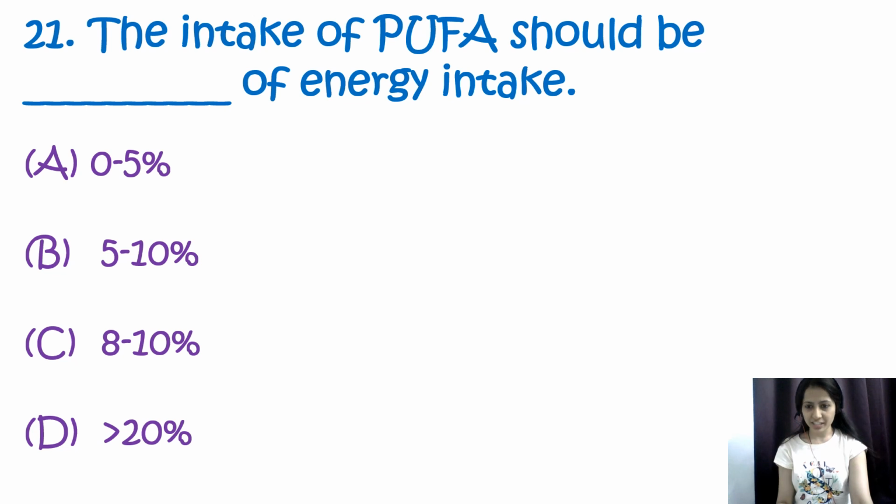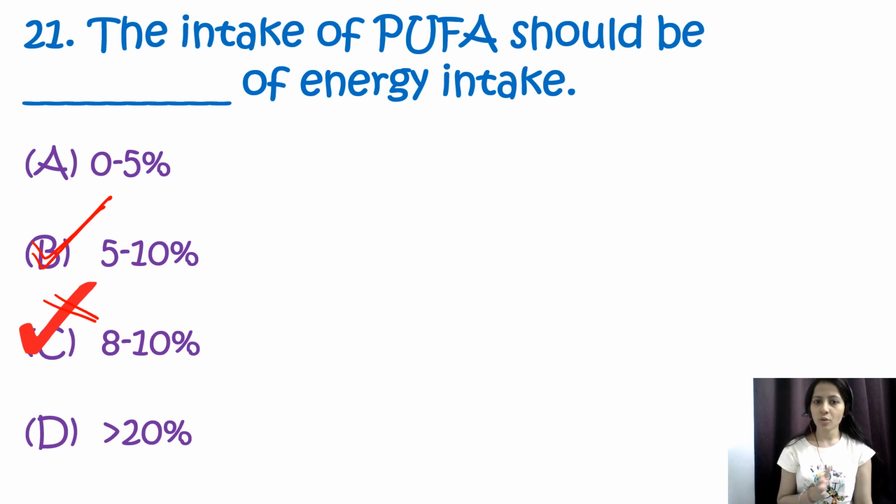Next question number 21. The intake of PUFA should be of dash energy intake. So options are 0 to 5%, 5 to 10%, 8 to 10%, or less than 20%. So over here it should be 5 to 10%. Okay. So the intake of PUFA, that is polyunsaturated fatty acid, should be around 5 to 10% of the total energy intake.